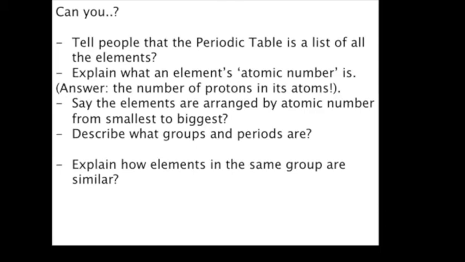The periodic table is a list of all the elements. An atomic number is the number of protons in an atom. The elements were arranged by atomic number from the smallest to the biggest. And could you tell me what the groups and the periods are if I asked you? And maybe you could even explain how the elements in the same group have similar properties.